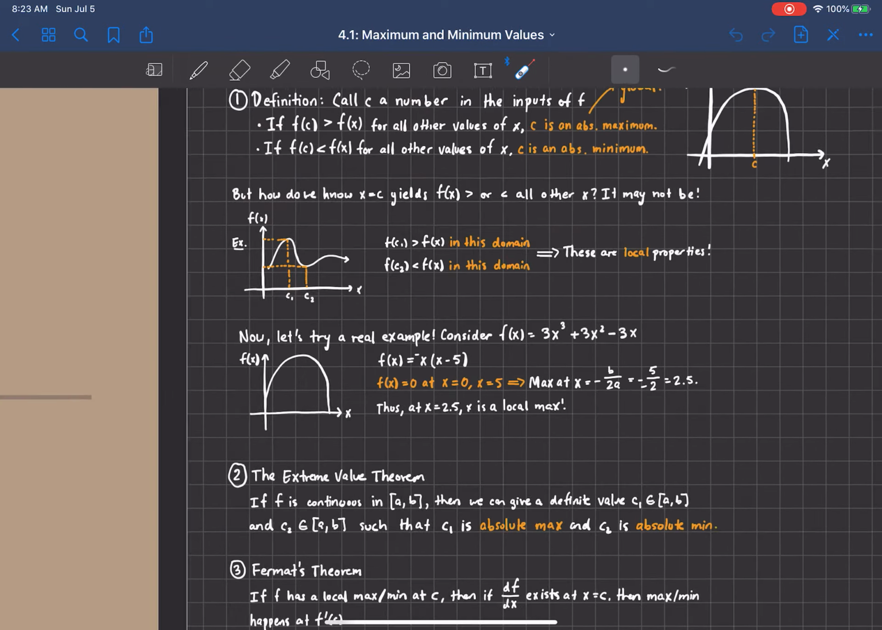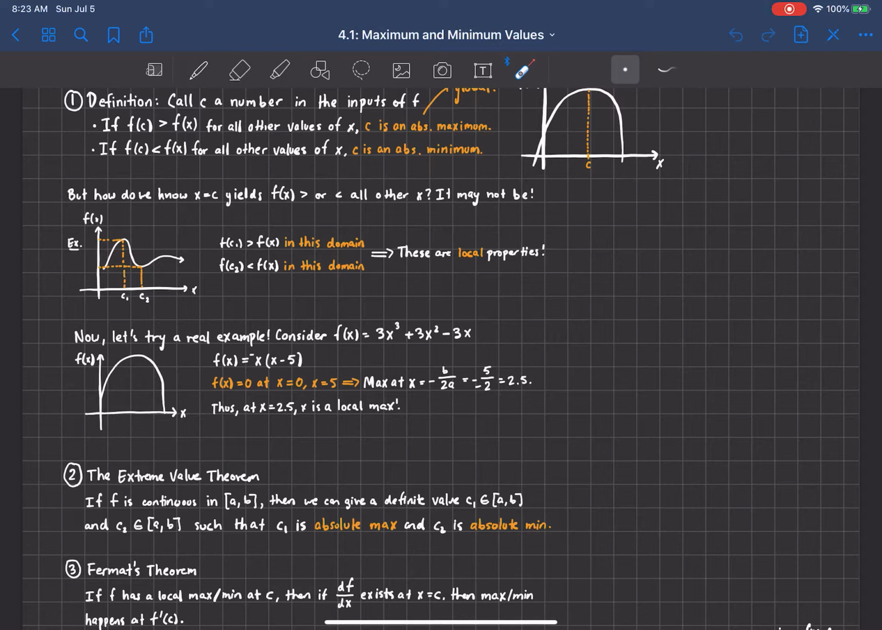Okay, so let's keep going. Now let's try a real example with real functions, real numbers, and see what we get.